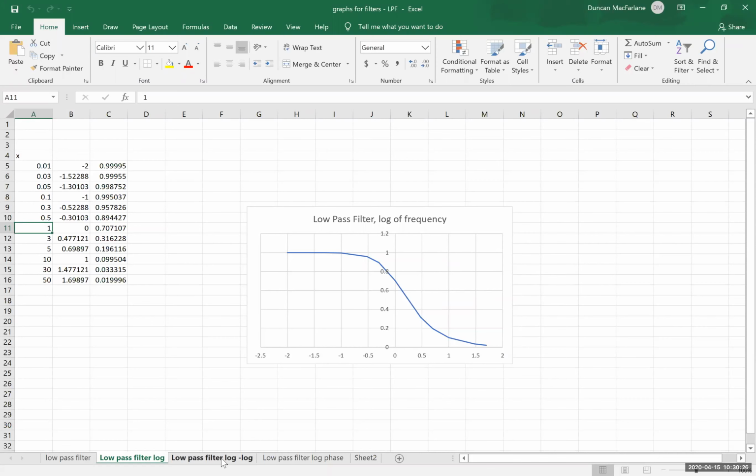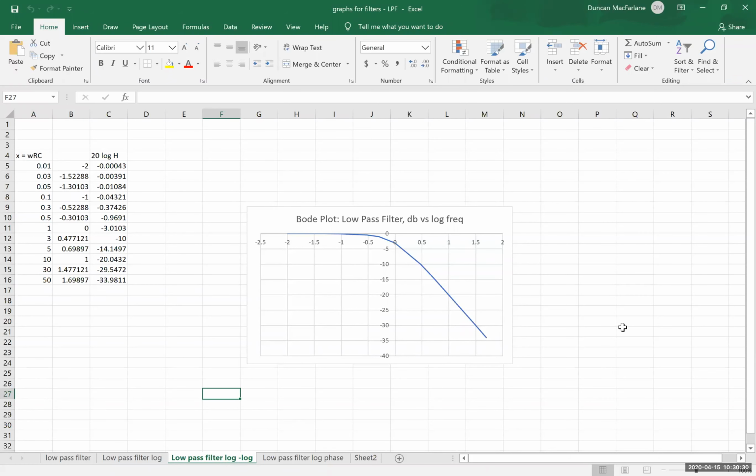And so if I have so much fun with logs on the x-axis, why can't I do that on logs on the y-axis? And when I do that and multiply by 20, here's 20 log of h of x. Then what I have is called a Bode plot. And if you look at this Bode plot and the high pass Bode plot, they're exactly a flip around the axis.